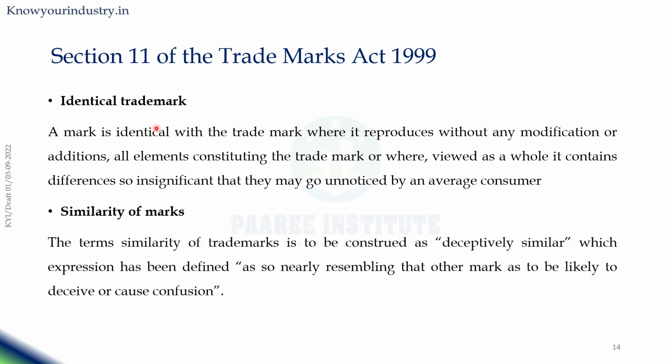Those are the identical trademarks. So if your trademark comes under this category, then it will not get trademark registration. The second type is similarity of marks.